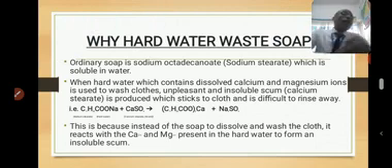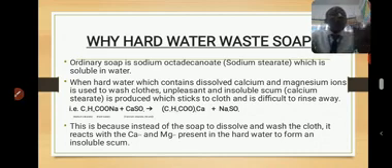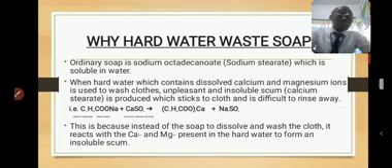For you to know why hard water wastes soap, you should understand the chemistry of soap. Soap is a chemical. Ordinary soap that we use to wash. Now, I'm not talking about detergent. In chemistry, soap and detergent are not the same. So that ordinary soap is normally called soap.